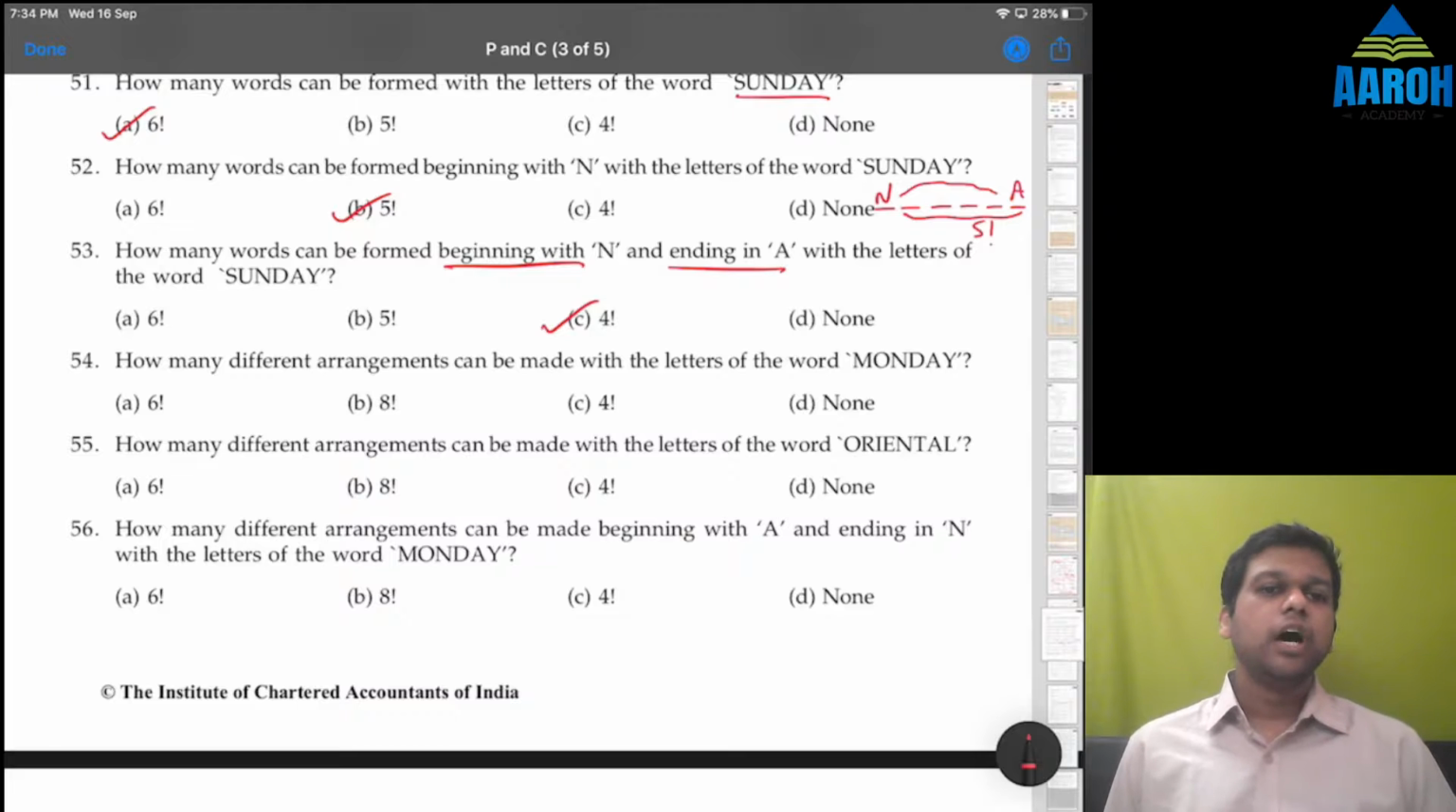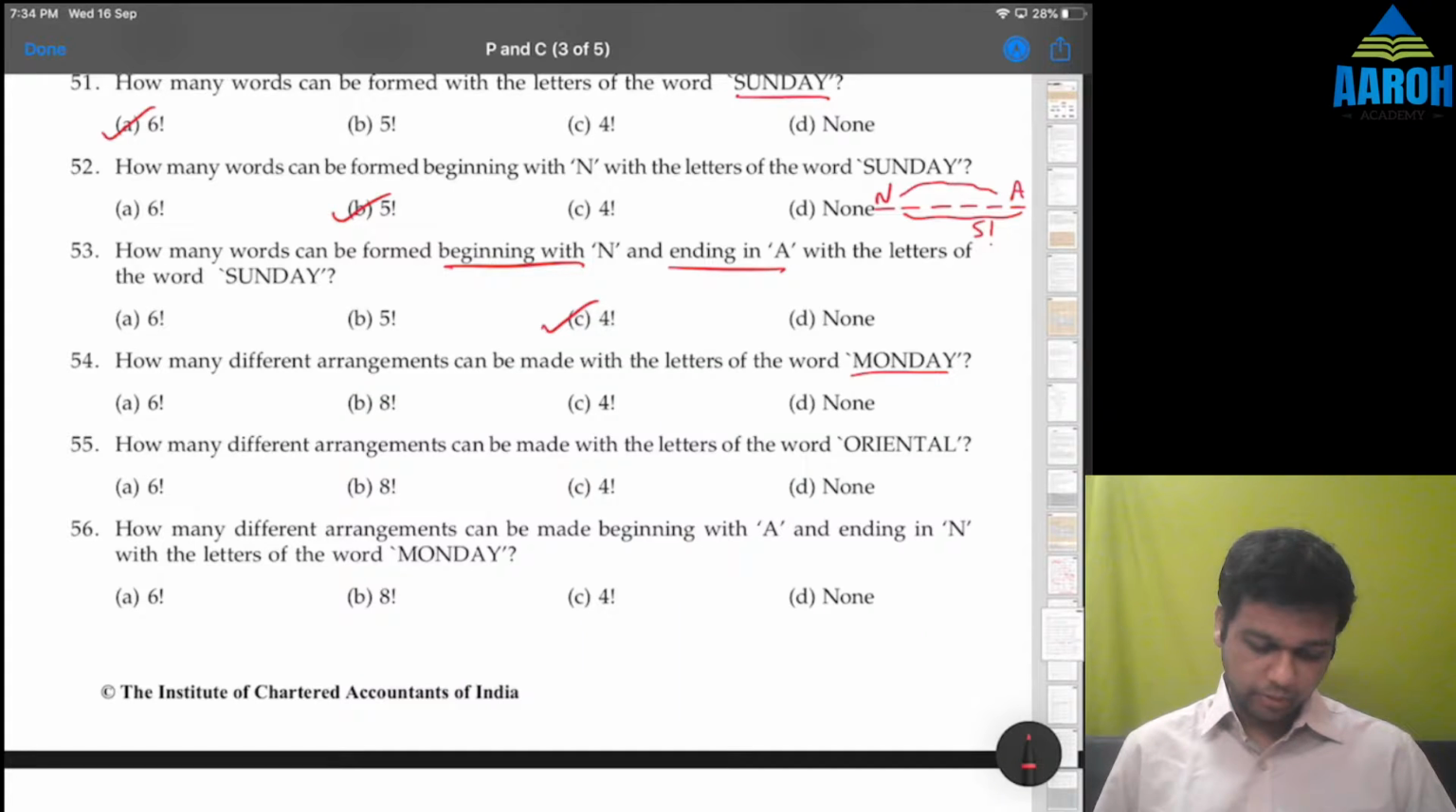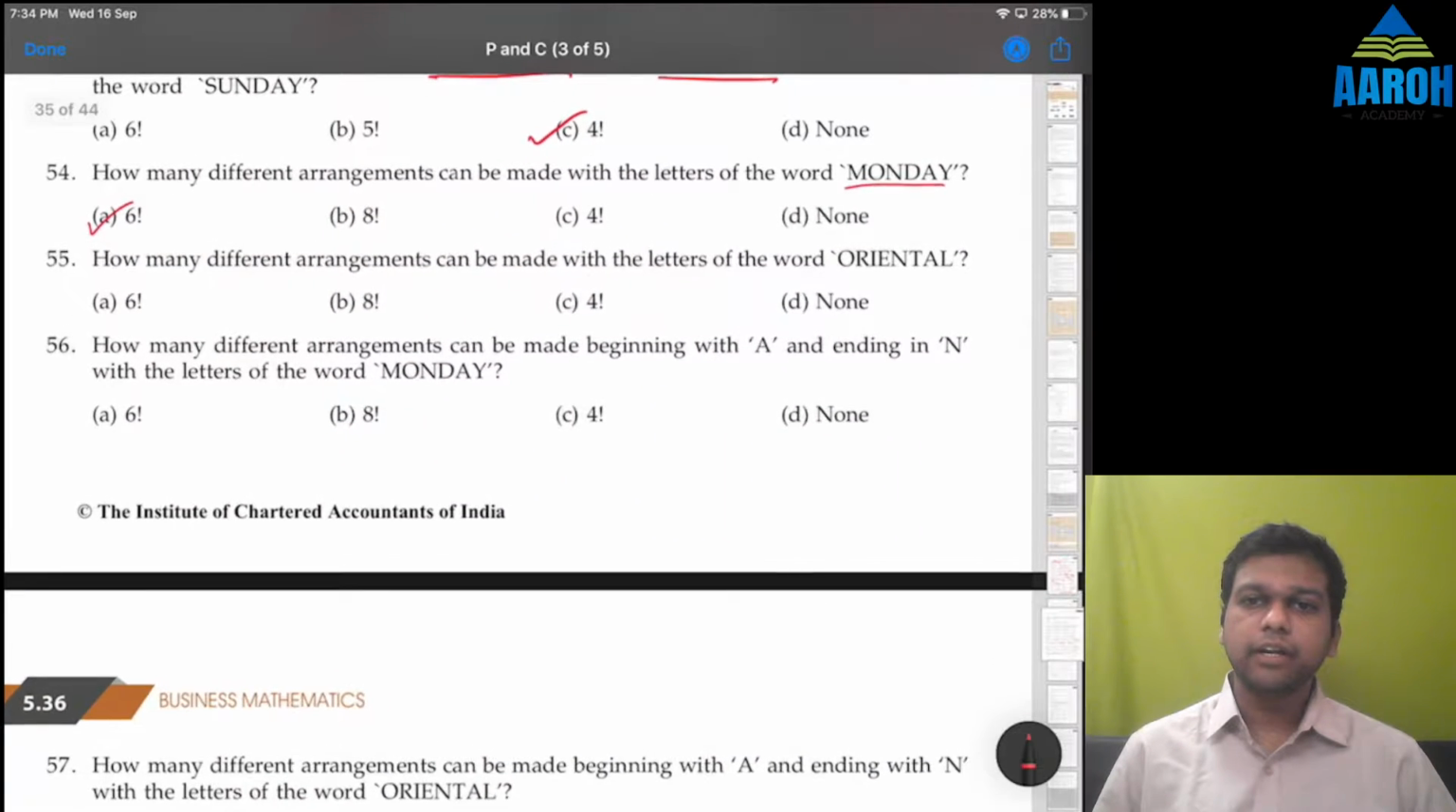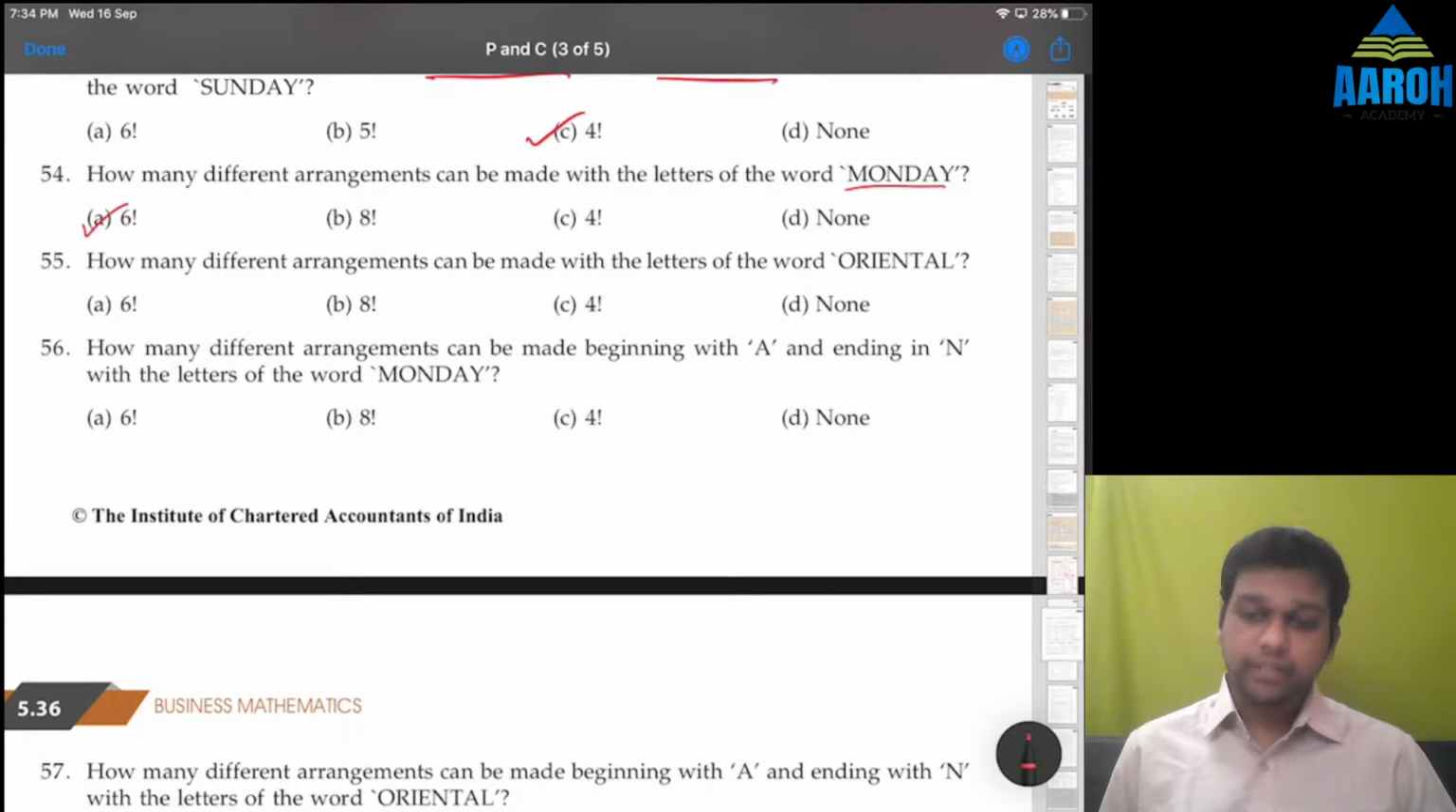How many different arrangements can be made with the word Monday? Again, there is no repetition, so 6 factorial, 6 letters. How many different arrangements can be made with the letters of the word Oriental? Is there any repetition? Check. Oriental, no repetition. How many letters are there? Oriental, 8 letters, so 8 factorial is the answer.